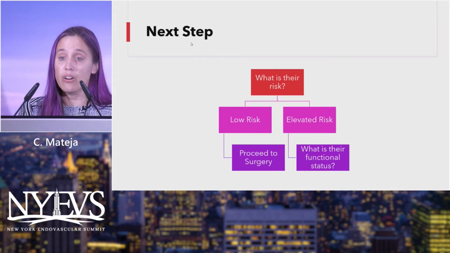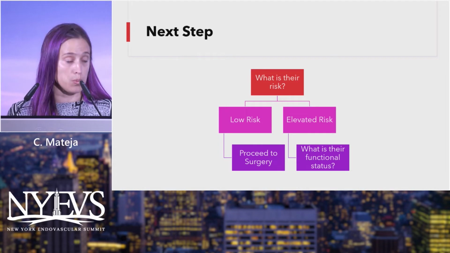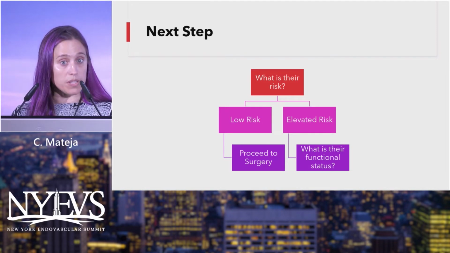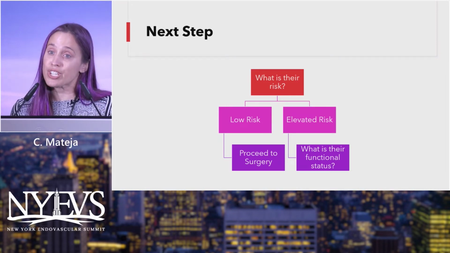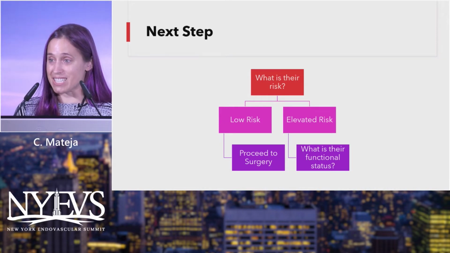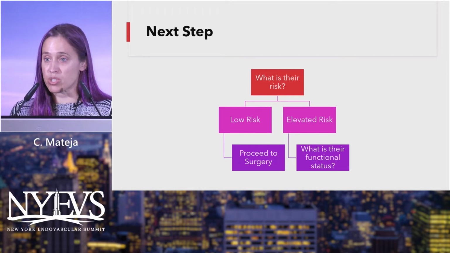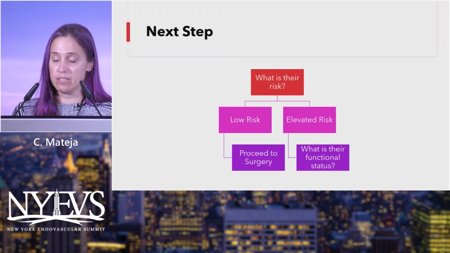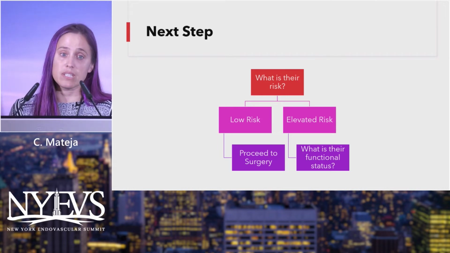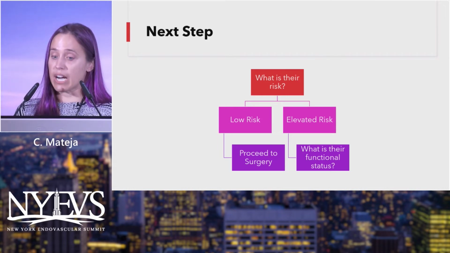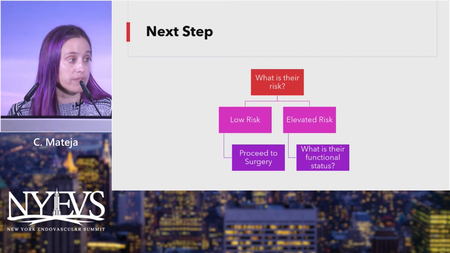All right, so now we're on to that next step. What is their risk? We've used one of our tools to figure out exactly what the risk is for this patient. If they are low risk, so if their revised cardiac risk index is 0 or 1, they can go straight to surgery. You don't have to worry about doing anything further. They're off to surgery. If they're elevated risk, so this is 2 or higher on the RCRI, now we have to figure out what their functional status is.